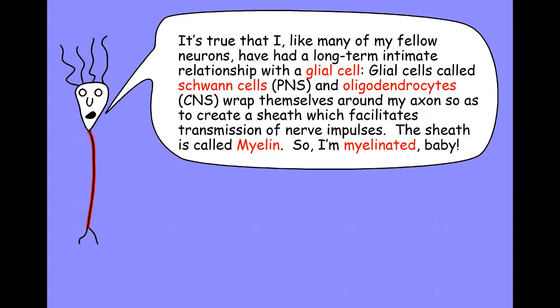Now, in addition to neurons, our brains are composed of other cells. And the most important thing that we want to look at are glial cells. Glial cells break into two general groups, Schwann cells and oligodendrocytes. They wrap themselves around axons so as to create a sheath which facilitates the transmission of nerve impulses, and that sheath is called myelin. They also provide structural support for neurons.